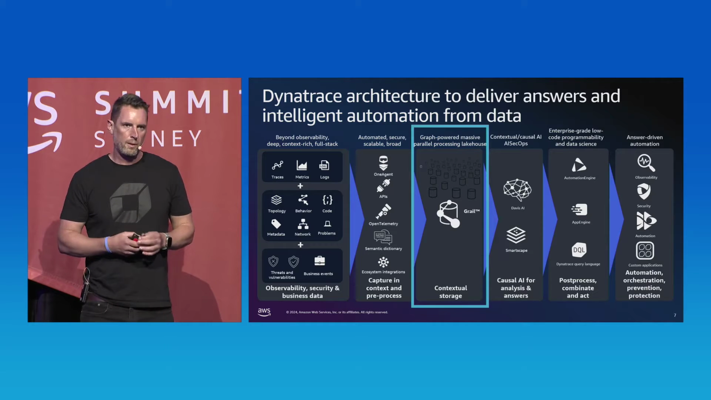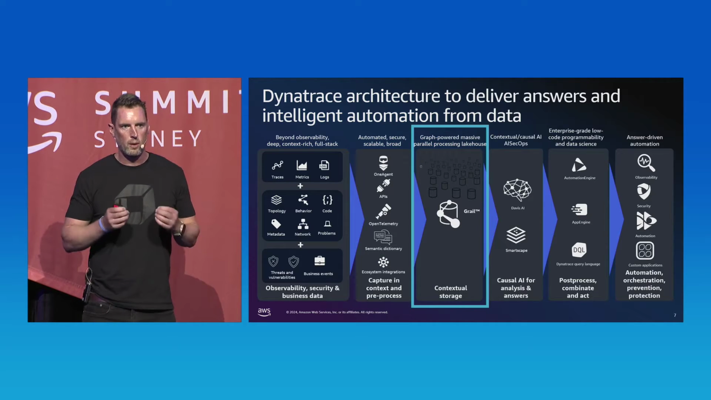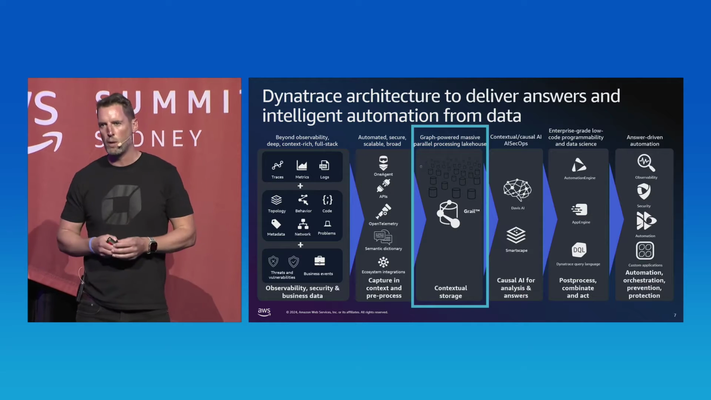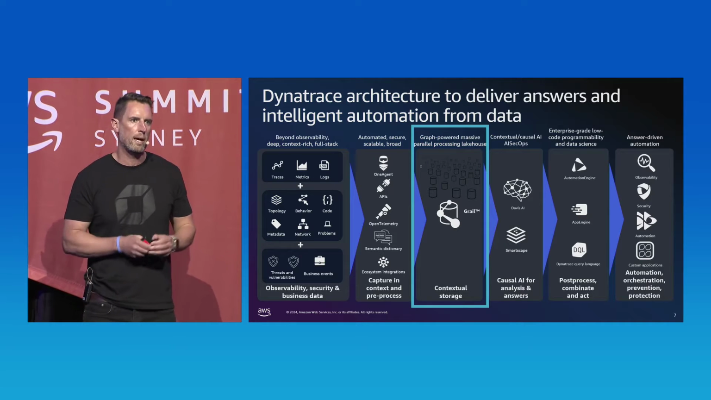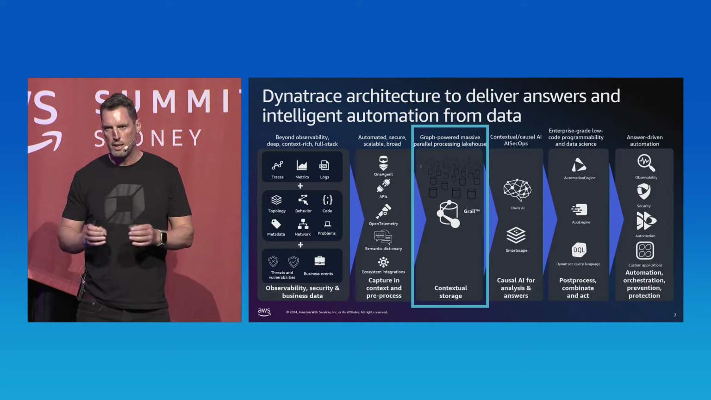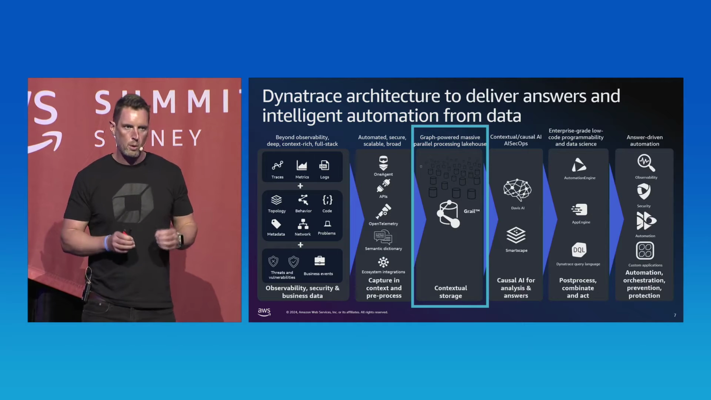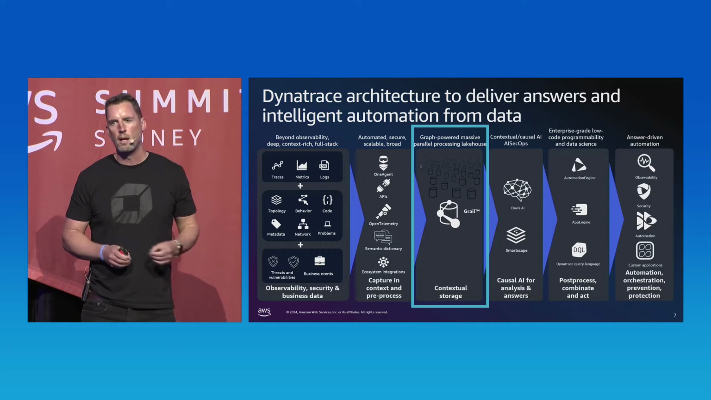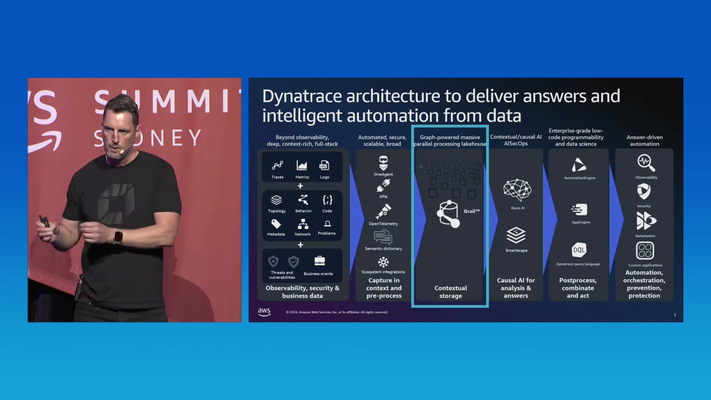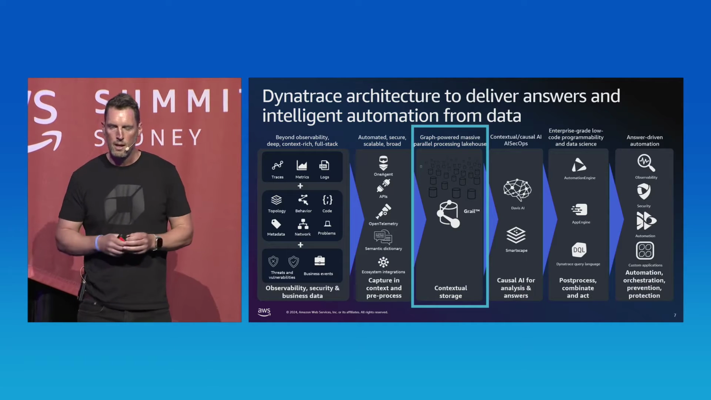But what makes all of this possible is Grail. Grail is our massively parallel processing data lake for all of that observability, security, and business data. Grail currently supports 500 terabytes of ingest per customer per day. That will increase to 1 petabyte through the course of this year.